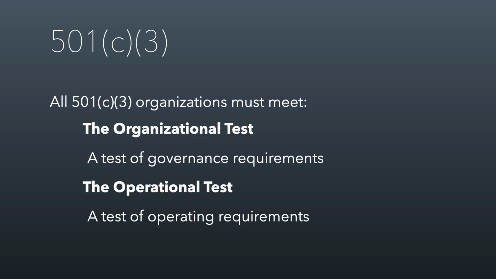All right, so now let's talk about C3 status. If you want to be a charity, what does it take? Well, you have to pass two tests: an organizational test and an operational test. The organizational test is a test of your governing documents. And the operational test is a test of what you're doing every day, your actual operations.